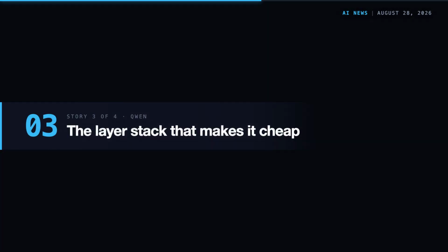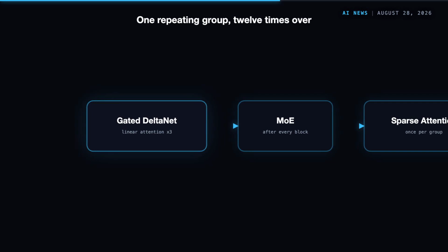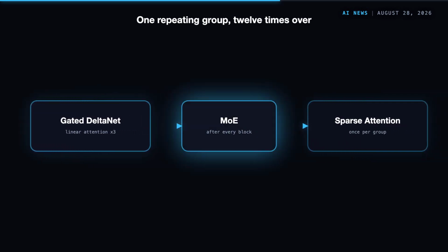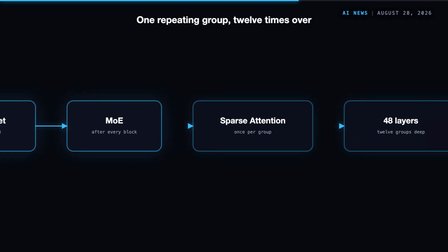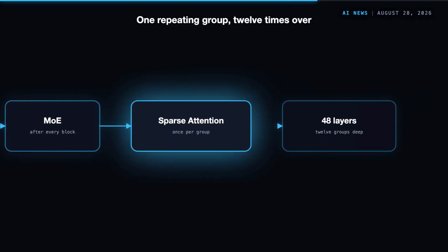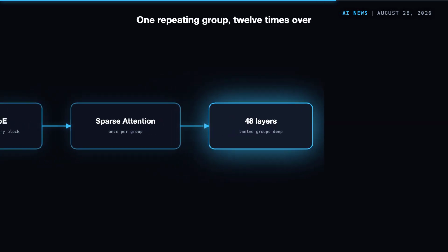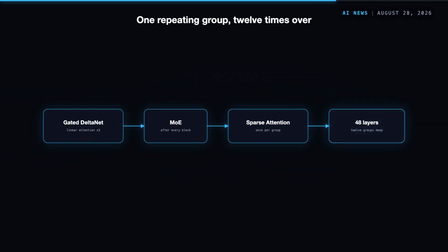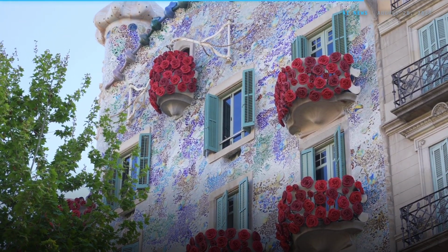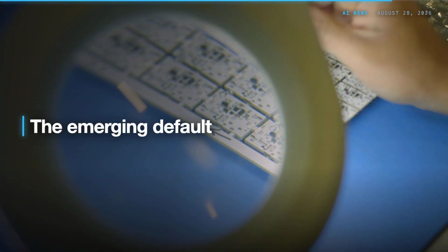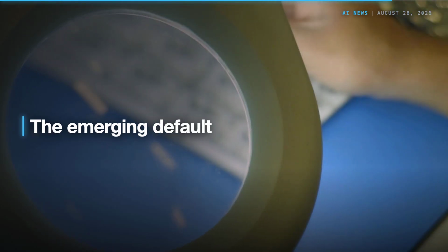Now to how the stack is put together. Most layers use gated delta net, a linear attention design that keeps memory flat as context grows. Each of those is followed by a mixture of experts block rather than a plain feed-forward layer. Then a single sparse attention layer arrives to recover what linear attention gives up. That group repeats a dozen times to make the full stack. Variations on that same shape keep turning up across this year's long-context releases. Cheap layers most of the way with one expensive layer per group is becoming the standard shape for long context.